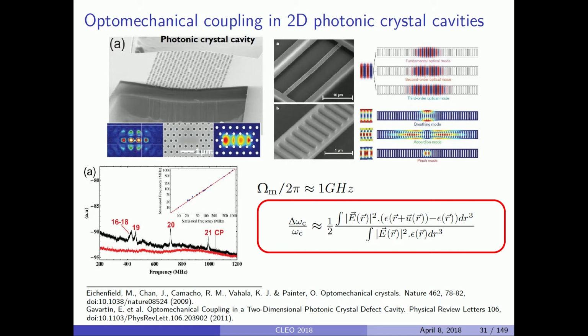This is an example from Oscar Painter's group at Caltech where they looked at photonic crystals. What's done in the upper part here, in both cases, are COMSOL simulations, so finite element simulations. You can also do them with other programs like ANSYS. Actually, ANSYS is really the industry standard. COMSOL is more used in the academic environment. Both are finite element solvers.